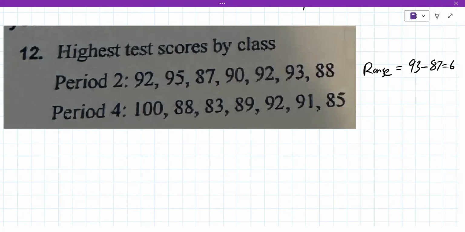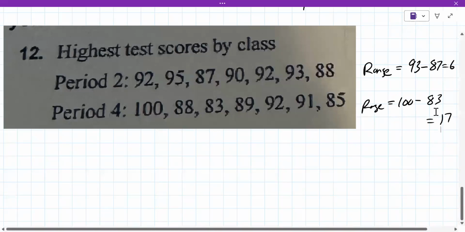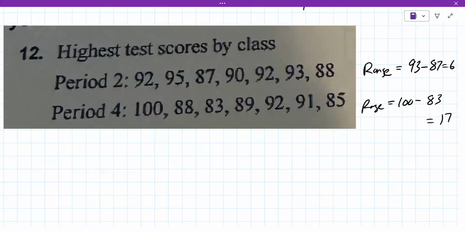Just 6. 93 minus 87. So here's how that impacts standard deviation: you would expect the one with the bigger range to have the bigger standard deviation. Does that make sense? Yeah, it's more spread out. To do that, first calculate the mean of each. I'll do the same. We'll compare.